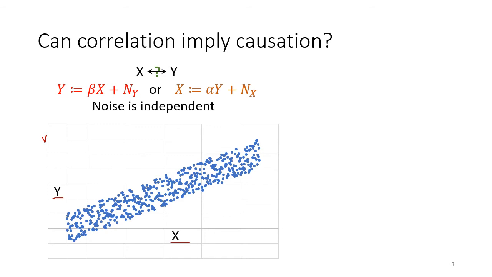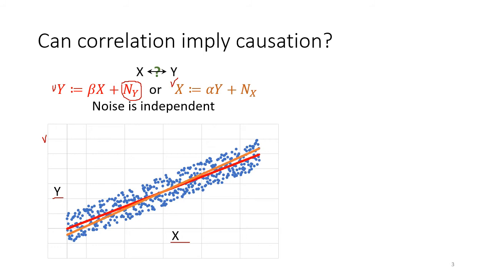If x is the cause and y is the effect, then our dataset should be explained by the first model, with ny standing for additive noise, and the corresponding regression line will look like this. However, if y is the cause and x is the effect, then the corresponding model will look like this, and the regression line will be represented by this orange line. So, is there any way for us to identify which line is correct and which one is wrong?